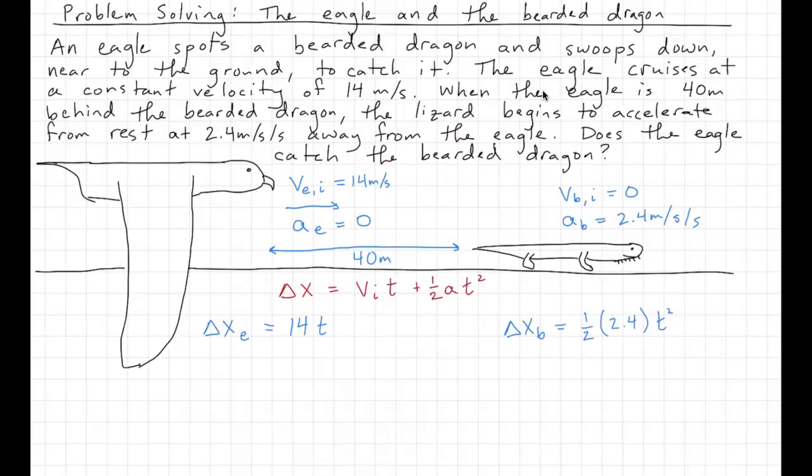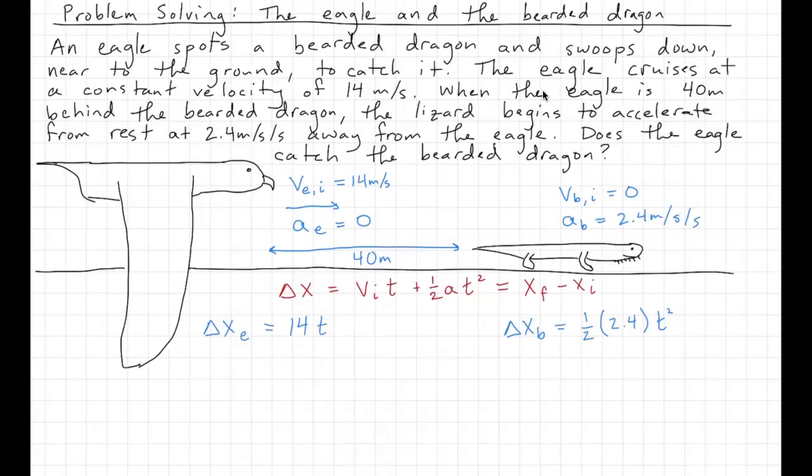But displacement doesn't tell me everything, because the lizard is 40 meters ahead of the eagle when time starts here. So we really want to write displacement another way. If I look at this master equation here, the displacement is really a final position minus an initial position. And so I want to think about what's happening here as I'm trying to figure out when the final positions of these things are the same, if there is a time when they are the same. So I will write that this way.